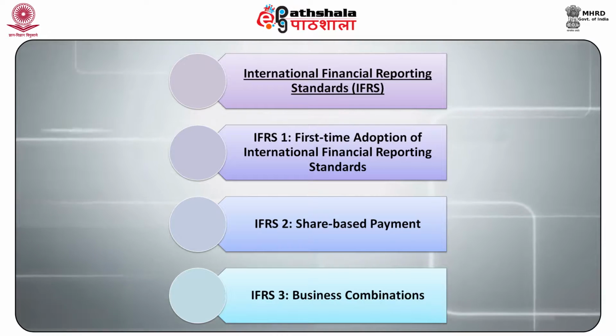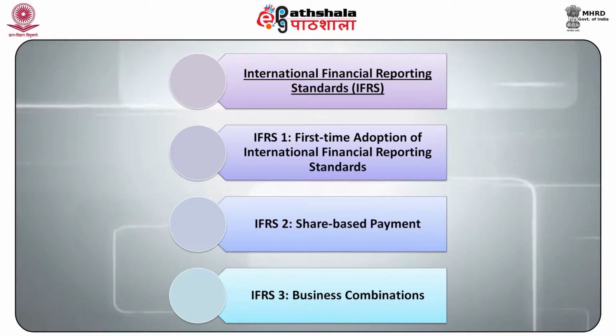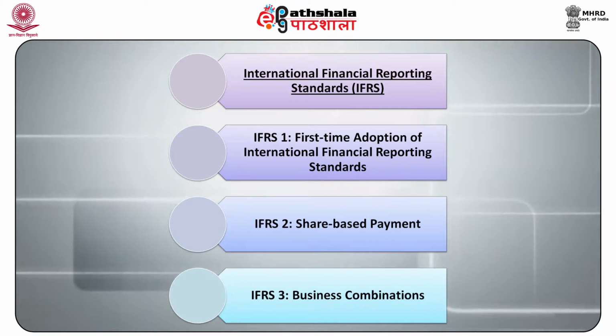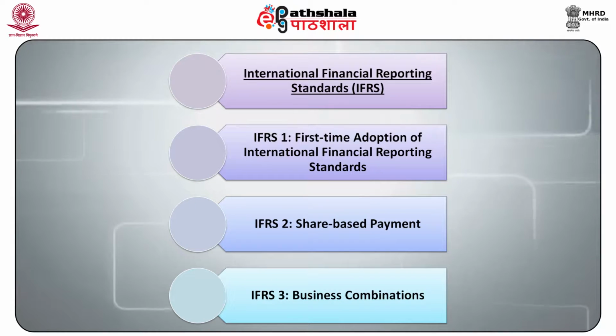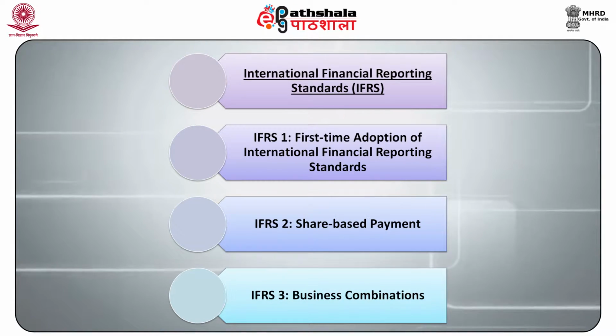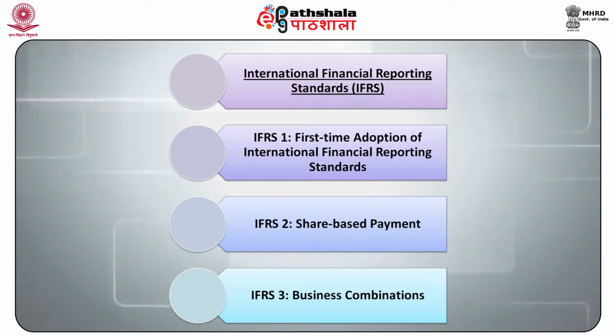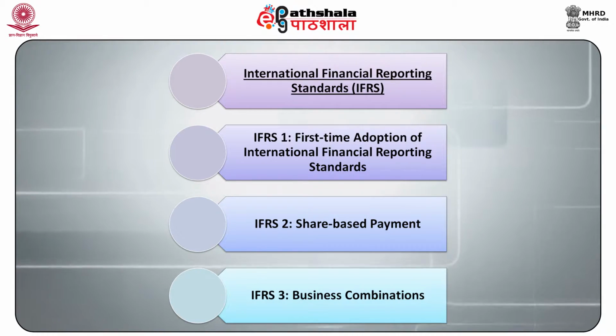Let us now discuss the list of standards and interpretations. Here is the list of all standards and interpretations issued by the IFRS Foundation and its predecessor, the IASB. International Financial Reporting Standards, IFRS. IFRS 1, First-time Adoption of International Financial Reporting Standards. IFRS 2, Share-based Payment. IFRS 3, Business Combinations. IFRS 4, Insurance Contracts.